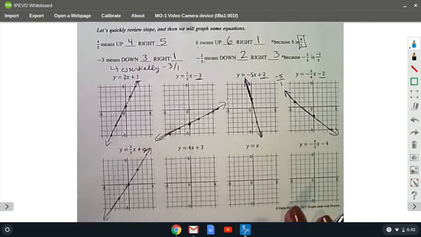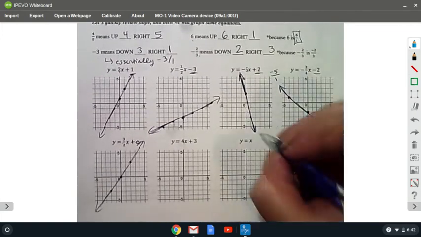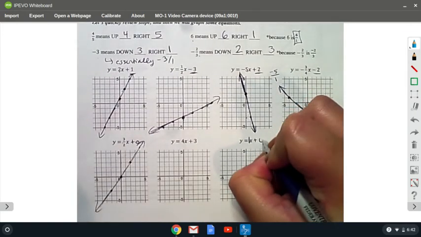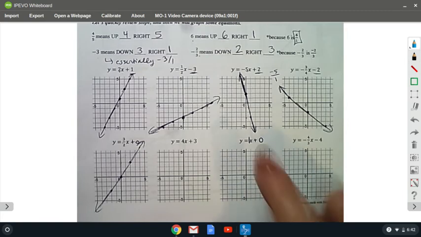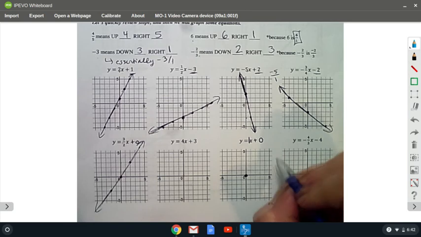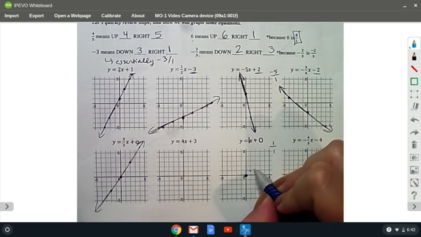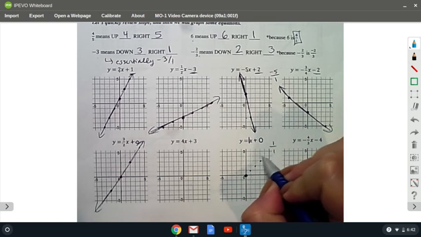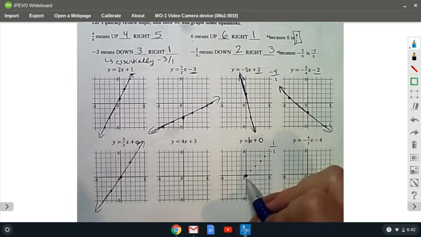And then lastly, I'm going to do this one. This is just a 1 in front of that x and a 0 here. We have no y-intercept, so I'm going to put a dot on 0. And then my slope is just 1, or 1 over 1. So I'm just going to go up 1 over 1, up 1 over 1, up 1 over 1. If I wanted to go backwards, I'd go down 1, left 1, down 1, left 1.